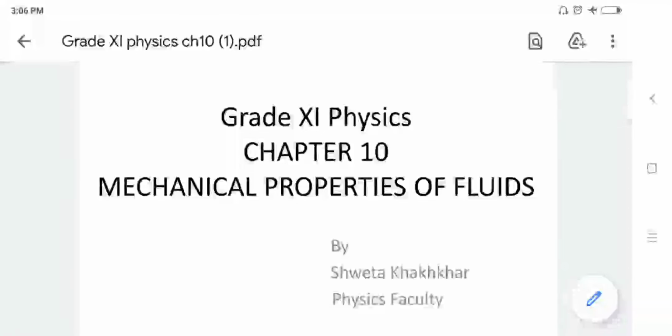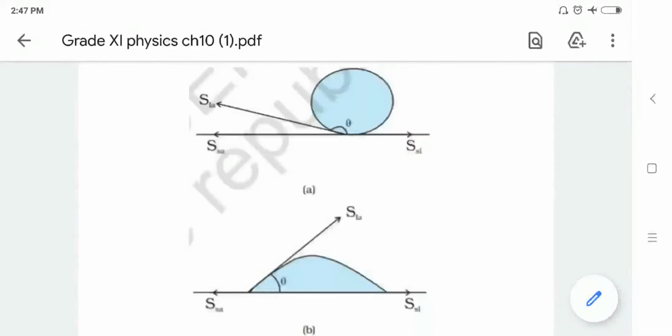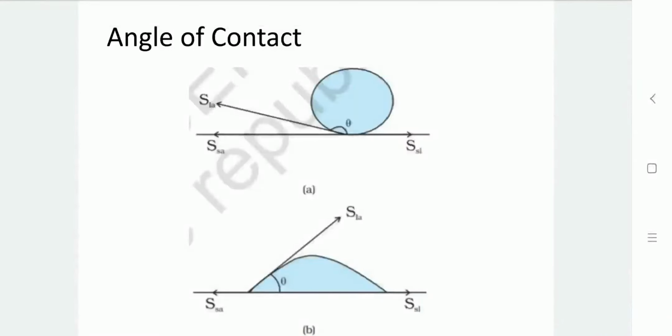Hello students, let us start our new session of chapter 10, Mechanical Properties of Fluids. Here let us understand angle of contact.